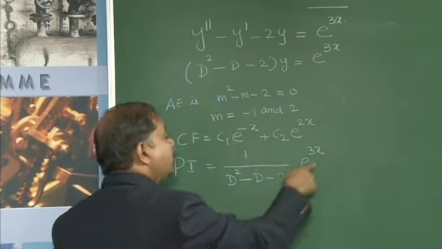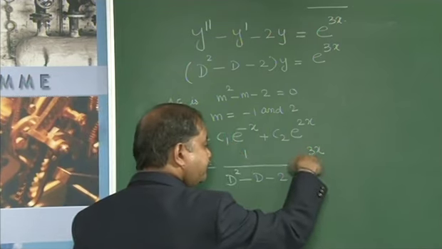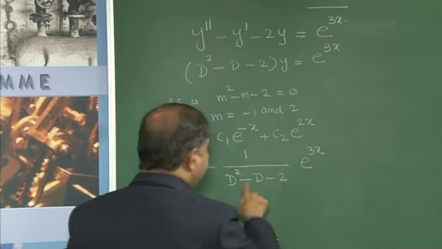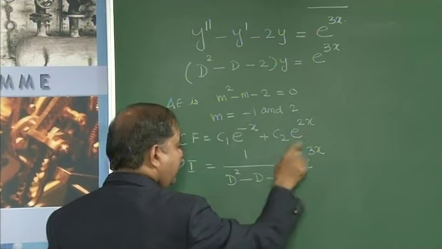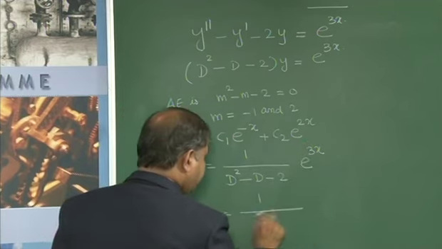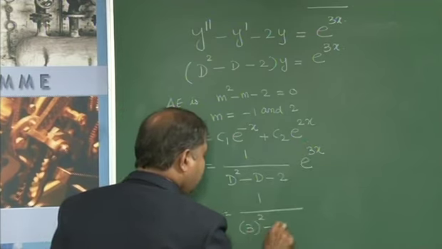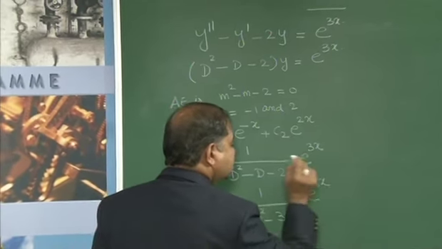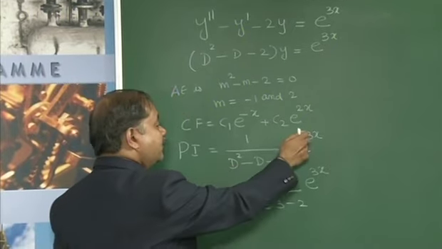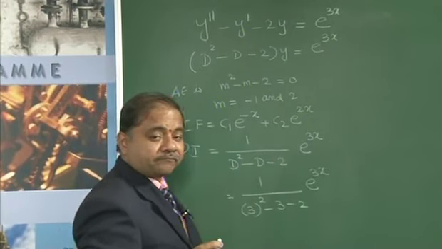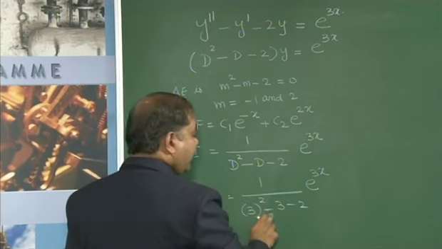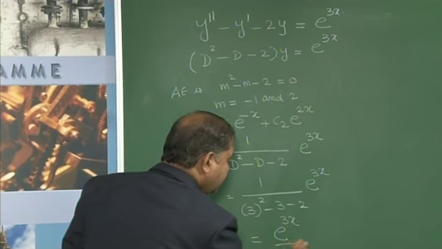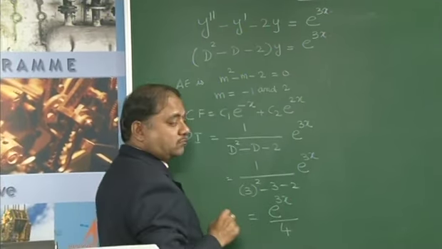Which type are we doing? This is type 1. What is the value of a? It is 3. What did they say? Replace D by a. So, 1/(3² − 3 − 2) e^(3x). I have replaced D with 3 wherever it occurs. So 3 squared is 9, minus 5, gives 4. So what is your particular integral? e^(3x)/4.